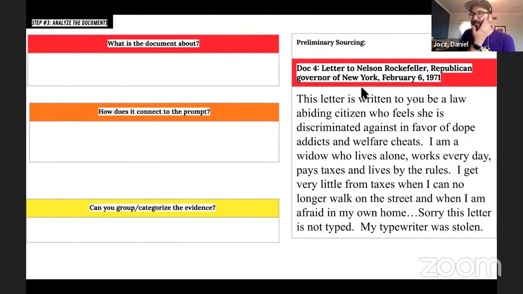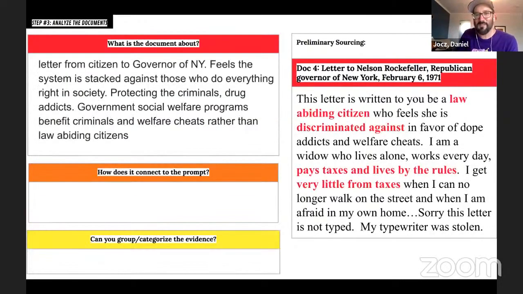But if I take a look at this letter, and here are the parts I would highlight, it's talking about how they're a law-abiding citizen. They feel discriminated against. They pay taxes and live by the rules, and they get very little from taxes. This is their view. I also like the fact that they say, sorry, this letter is not typed. My typewriter was stolen. And have you all ever had your typewriter stolen? If you do, leave a comment in the chat. Some of you are like, what is a typewriter?